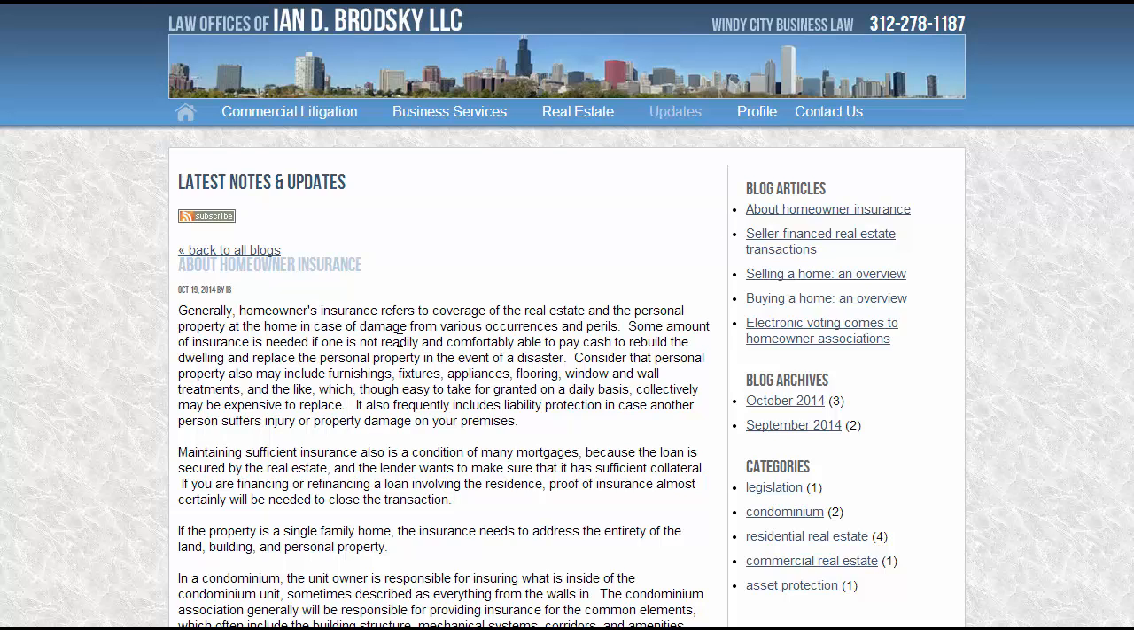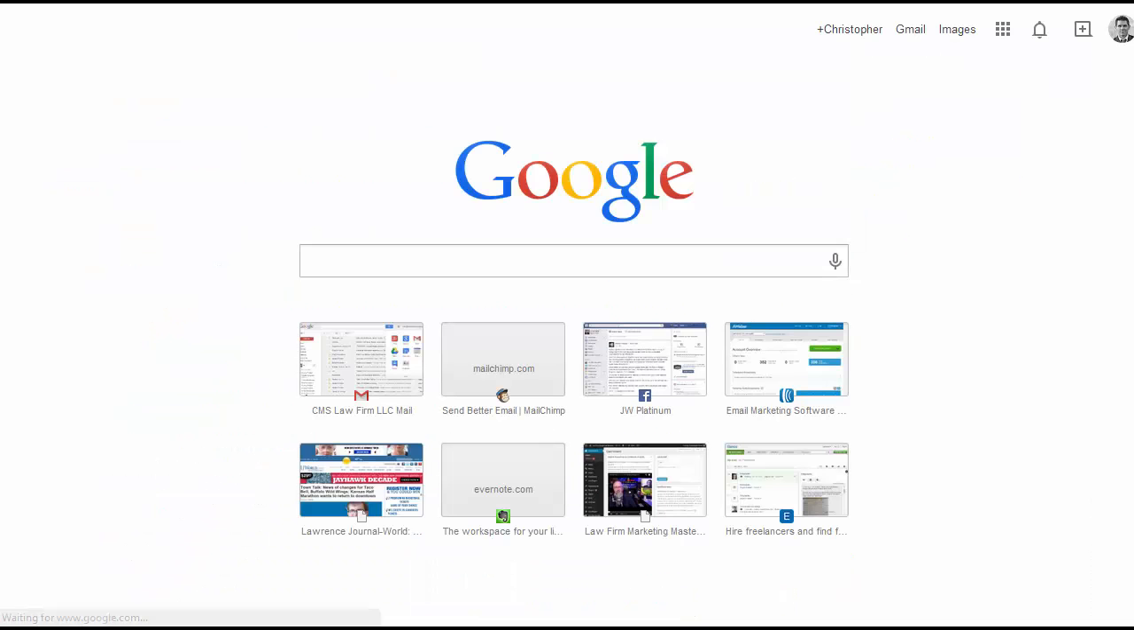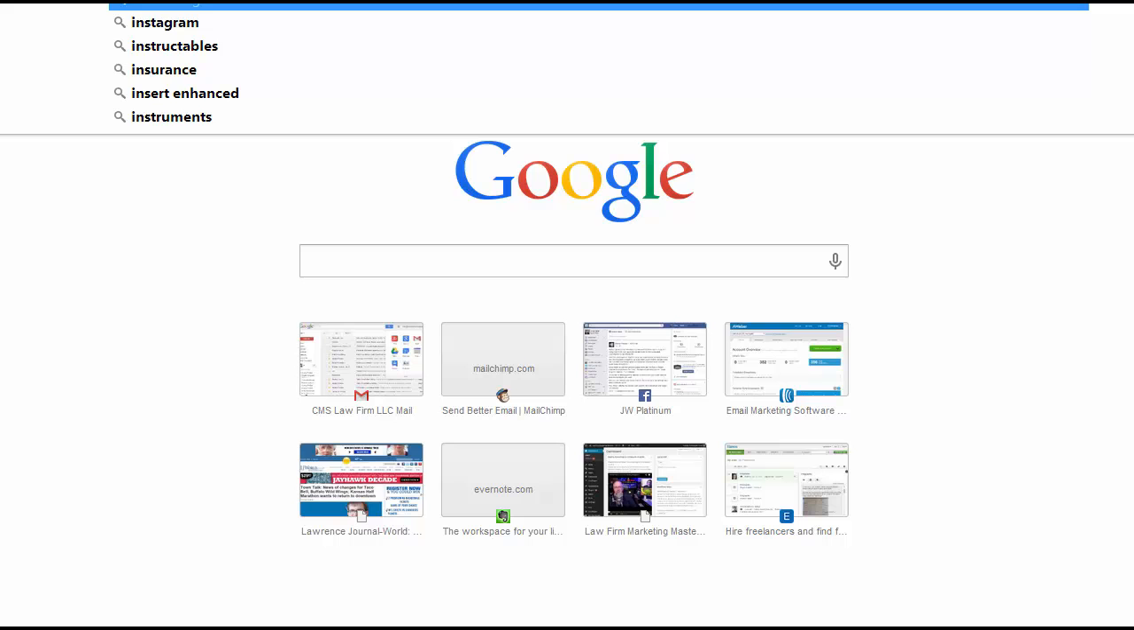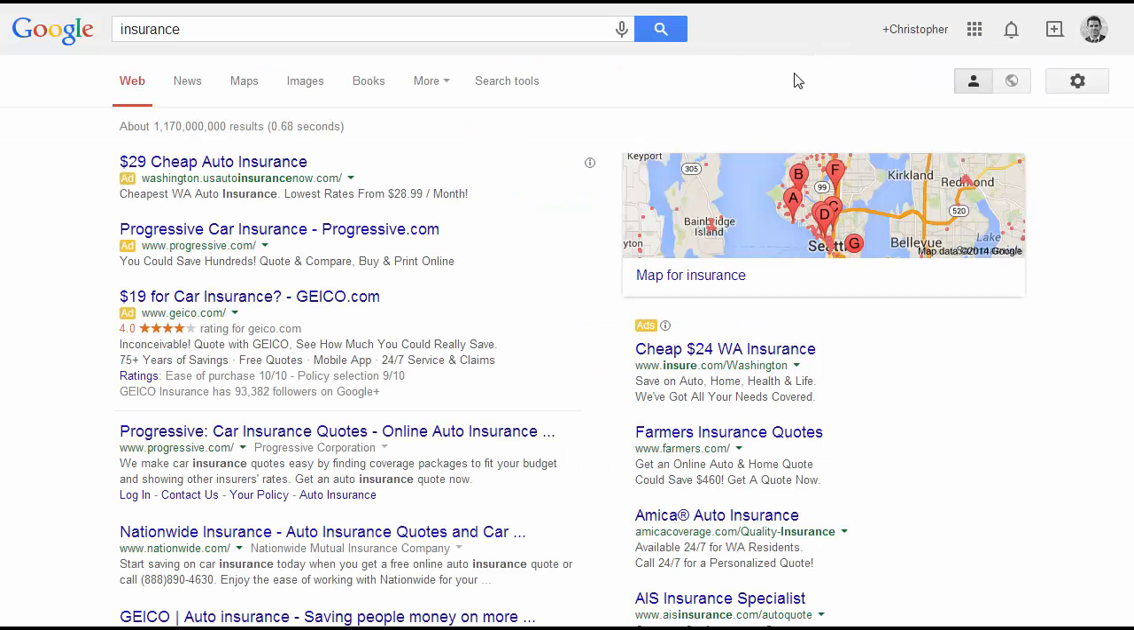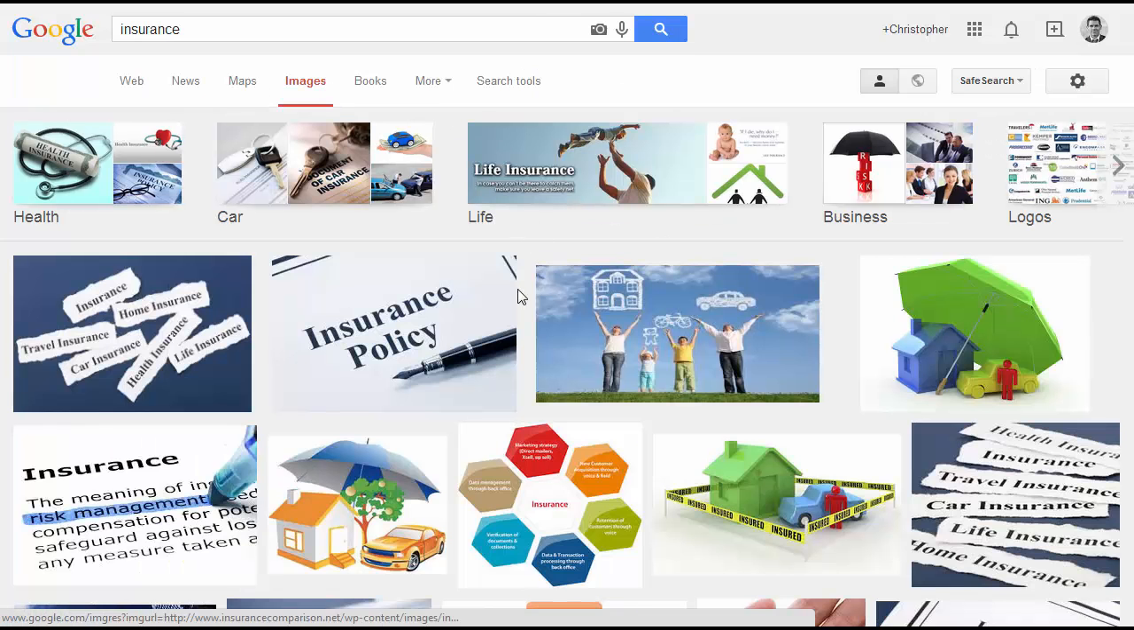First things first, there's one big thing missing here, right? Obviously, that's an image. He's talking about home ownership, real estate, things like that. That area is ripe for some kind of a cool image. And what I do for inspiration is I just come here. You can't see my browser, but I'm just typing in insurance. I'll go to images for some inspiration, right? There's all kinds of stuff you can get.